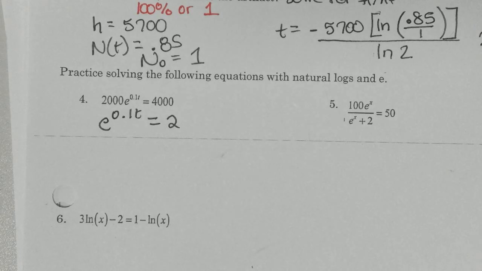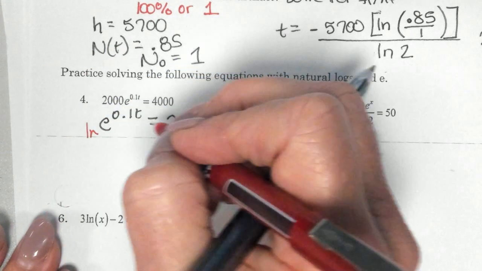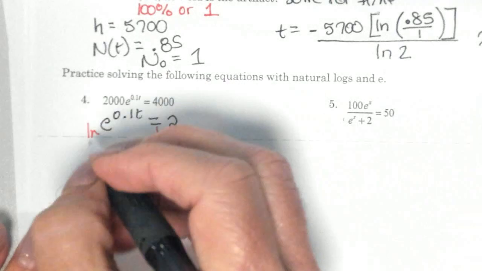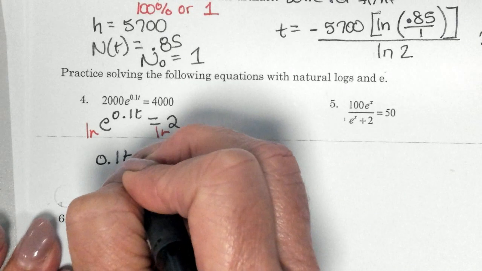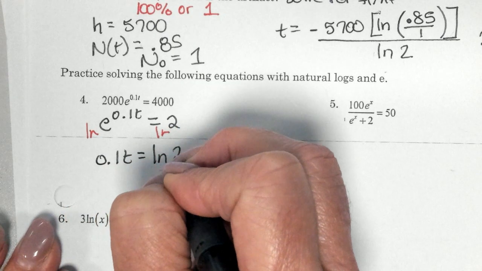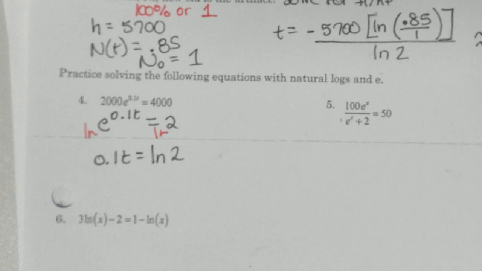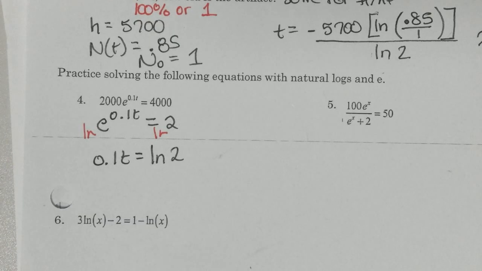Now, what's your next step? Now you're going to natural log it. So we'll natural log both sides. We've got 0.1 t equals the natural log of 2. What's your next step? There you go.